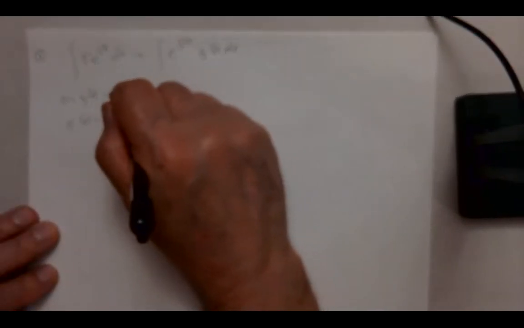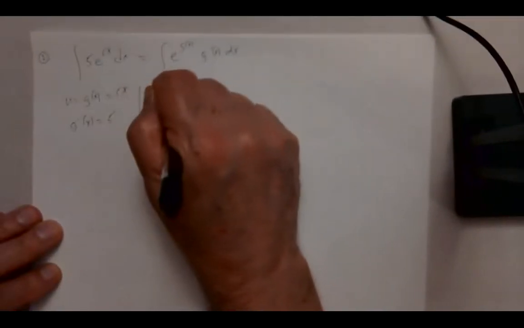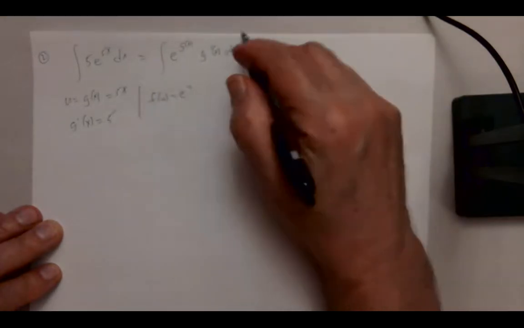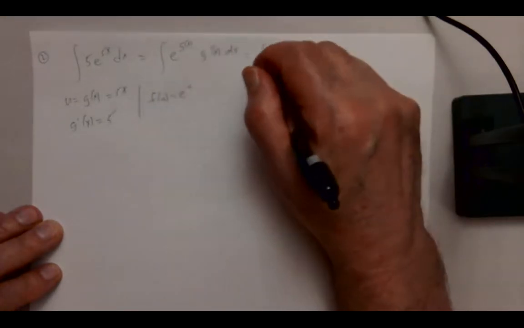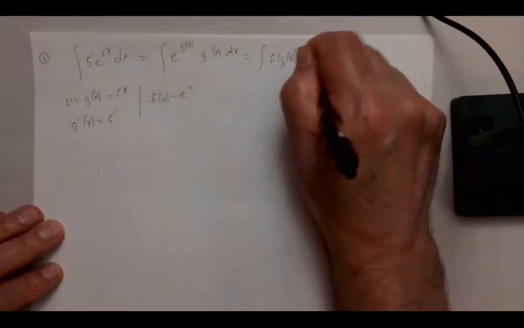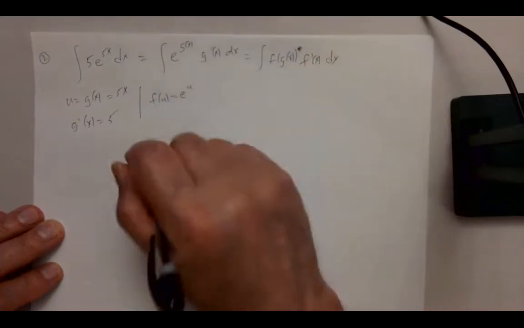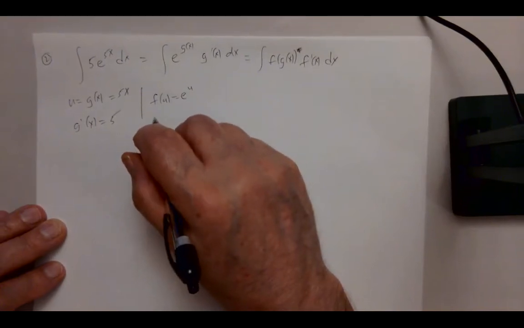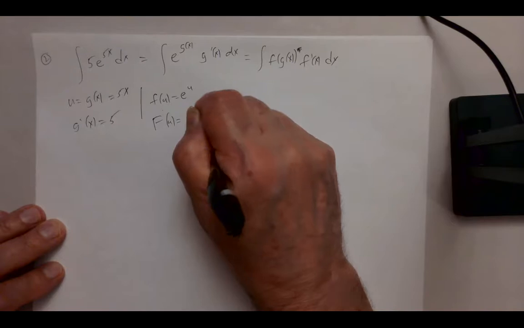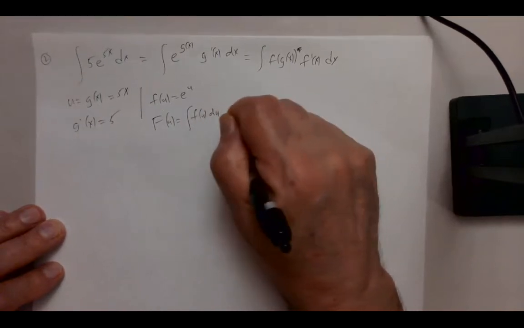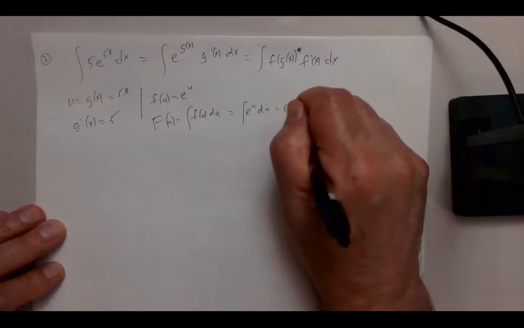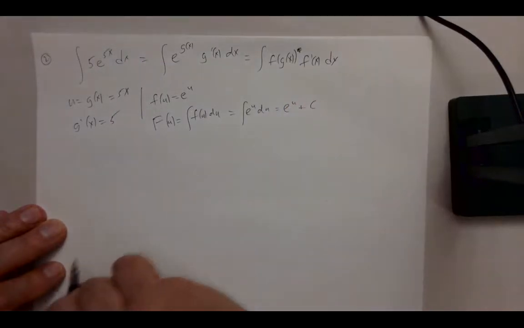If we let f of u be e to the u, this is the integral of e to the g of x, that's f of g of x, times g prime of x, dx. What's the antiderivative of f of u? That's the antiderivative of e to the u du. That's just e to the u plus a constant.